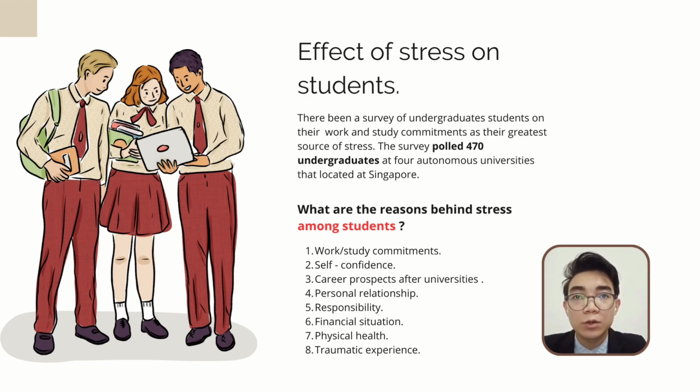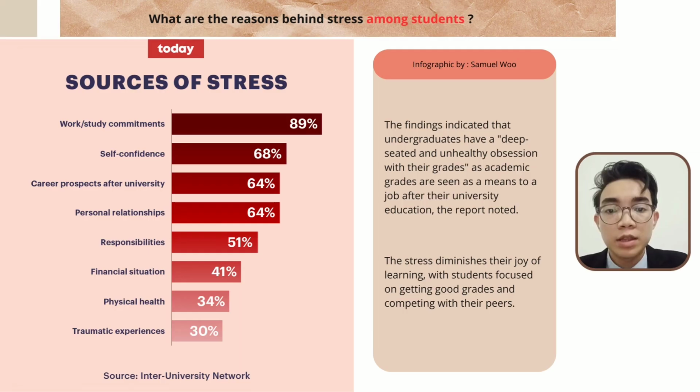First of all is the work-study commitment. Second is self-confidence. Third is career prospect after university. And fourth, personal relationship. And fifth, responsibility. And sixth, financial situation. And seventh, physical health. And finally, traumatic experience. Next, as you can see, what is on the screen is the source of stress. So there are 8 reasons and there are also 8 percentages that display the level of stress.